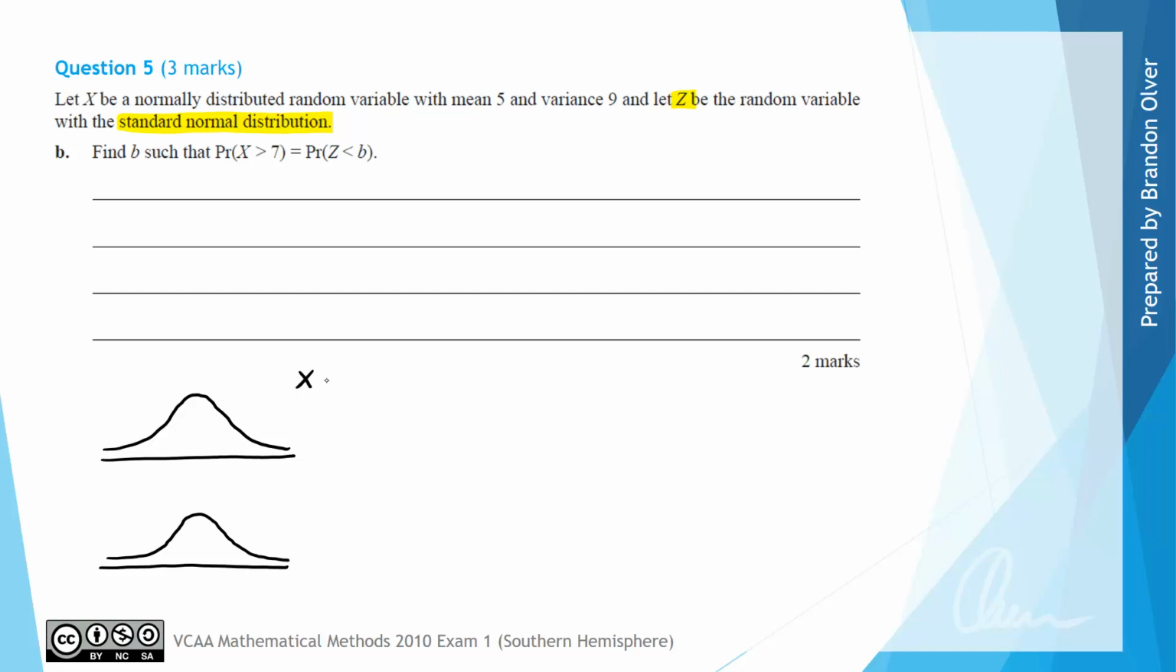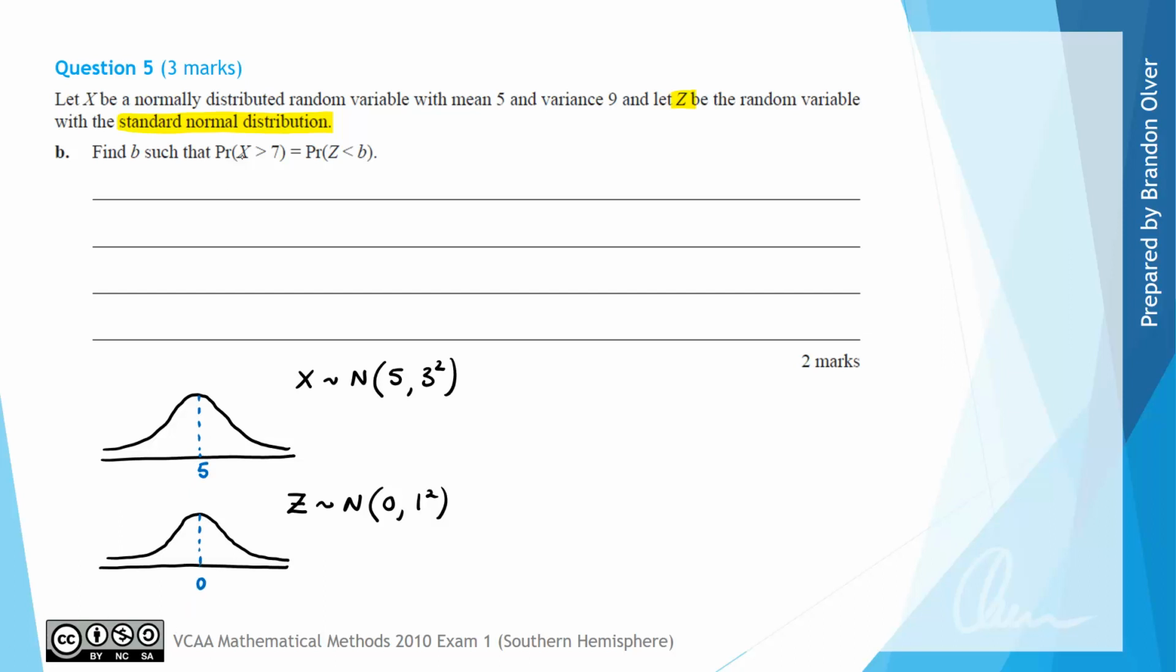So if this is x, it's normally distributed with a mean of 5 and a variance of 3 squared. So 3 is the standard deviation. For this one, we know that it's the standard normal distribution, so z is normally distributed with a mean of 0 and a variance of 1 squared, so the standard deviation is 1. So that means that this value here in the middle, or the mean, is going to be 5, and down here, that same position is going to be 0.